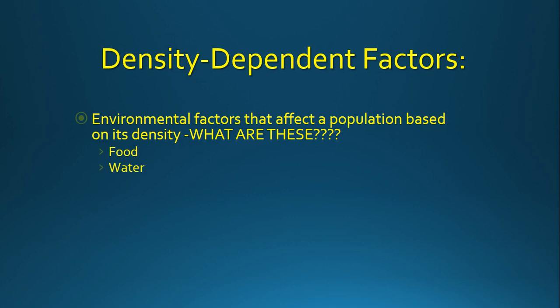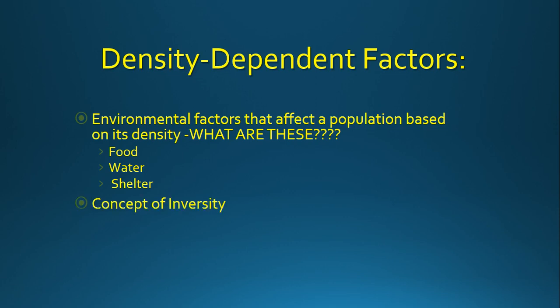And the same could be true for water. Of course, that might be dependent upon how much water is available to start with. It may not be density dependent, but it sure could be. Shelter, the amount of habitat available for shelter, could be dependent on how many animals there are in the population.